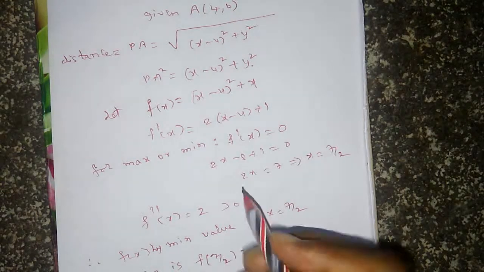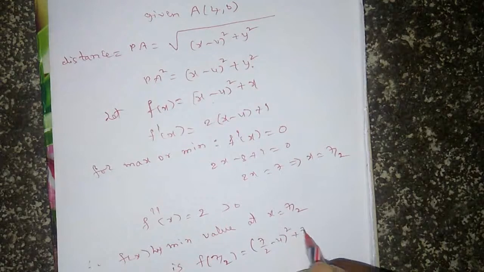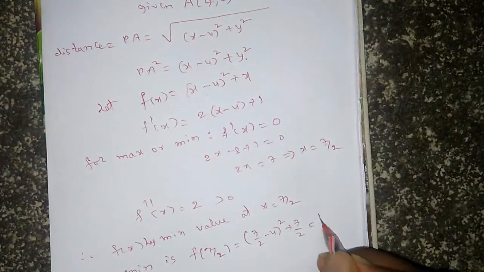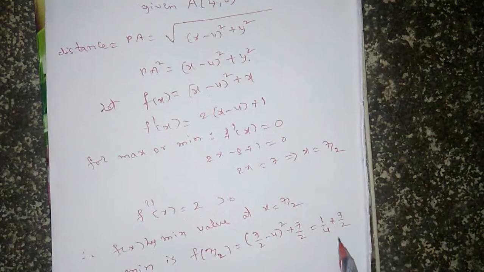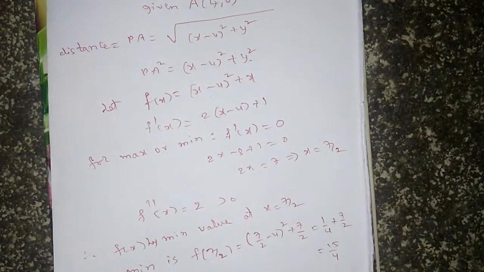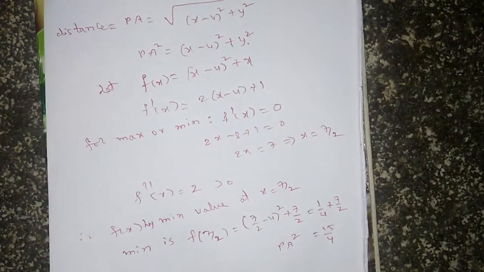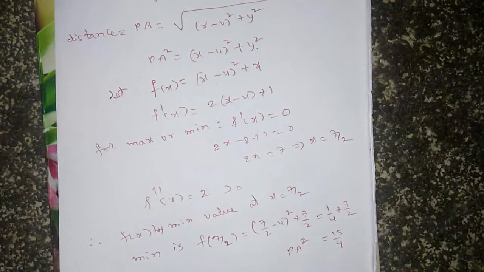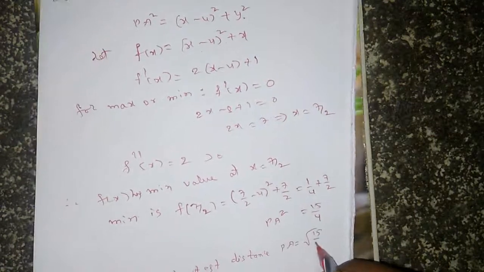Put x is equal to 7 by 2 in f of x, that is (7 by 2 minus 4) whole square plus 7 by 2, that is equal to (1 by 2) square, it is 1 by 4 plus 7 by 2, which is 15 by 4. So this is PA square, but we need PA, the shortest distance. PA is equal to the shortest distance, PA is equal to root 15 by 4.